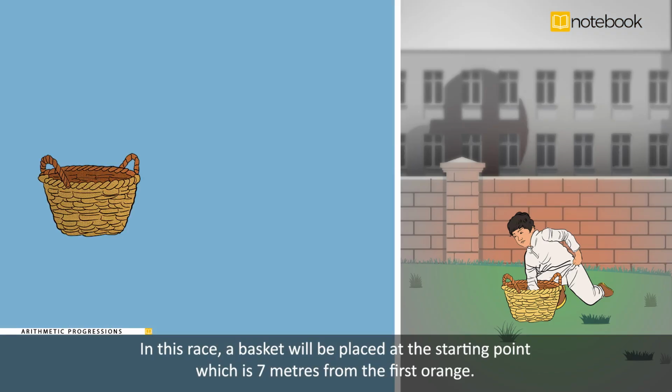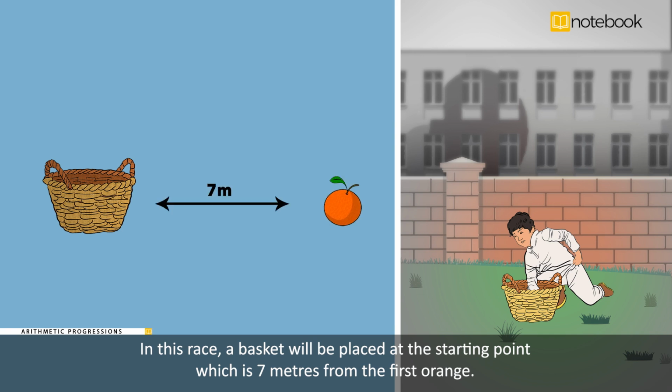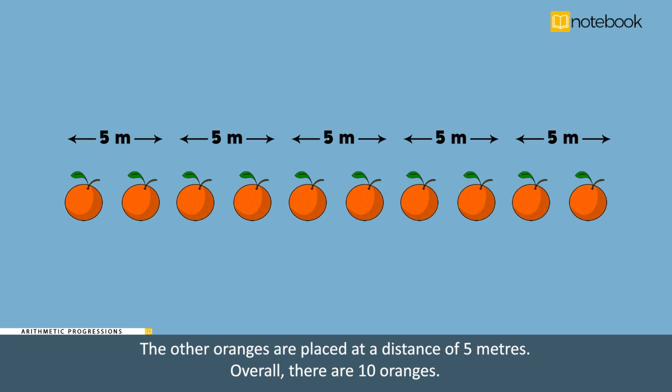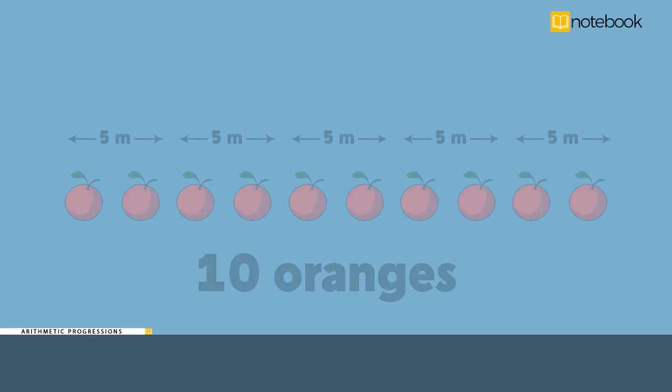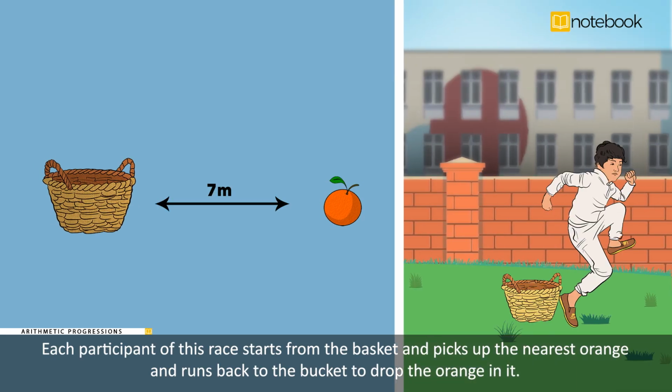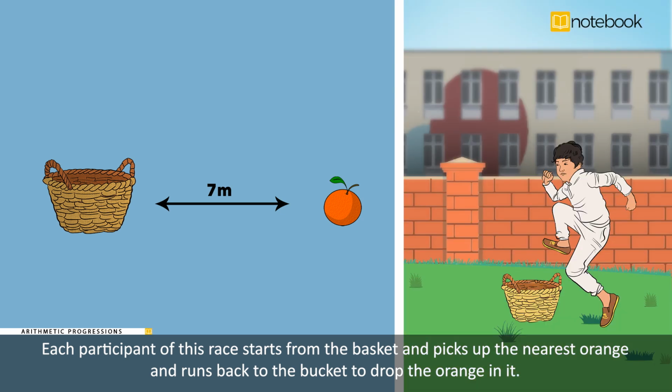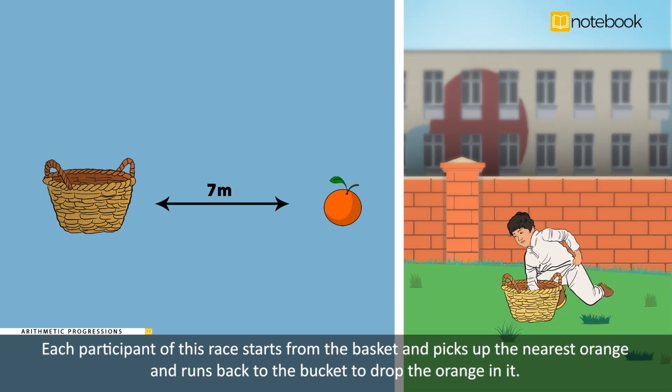In this race, a basket will be placed at the starting point, which is 7 meters from the first orange. The other oranges are placed at a distance of 5 meters. Overall, there are 10 oranges. Each participant of this race starts from the basket, picks up the nearest orange, and runs back to the basket to drop the orange in it.